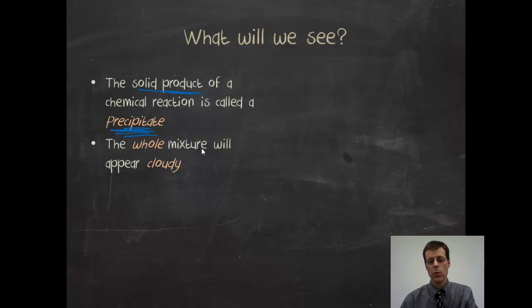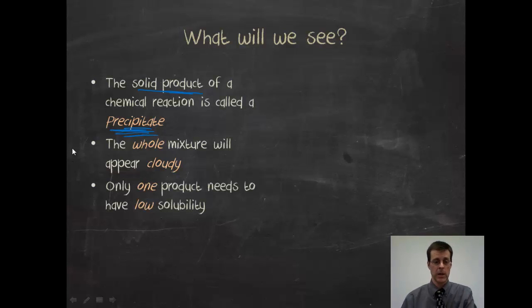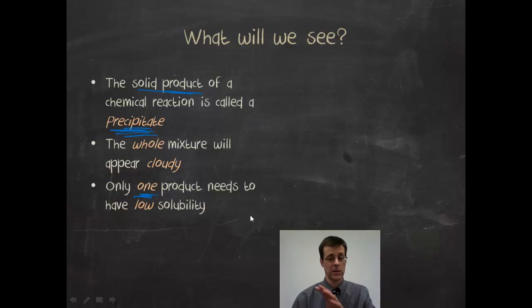And the whole mixture is going to be cloudy. So if I've got a mixture of two things and one salt dissolves well, but the other one doesn't, the whole thing is going to look cloudy. And if I have it so that one dissolves well, high solubility, and one doesn't, all I need to have is that one that doesn't, and it's going to affect the whole thing.